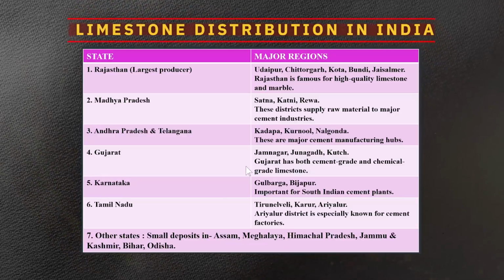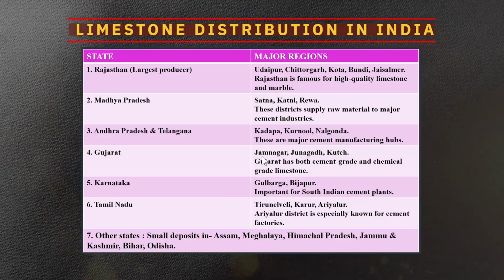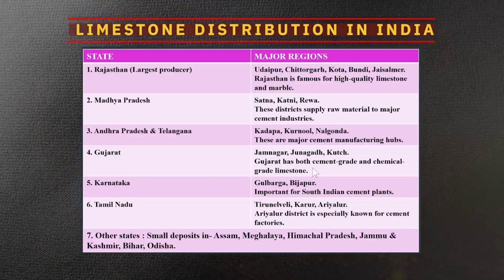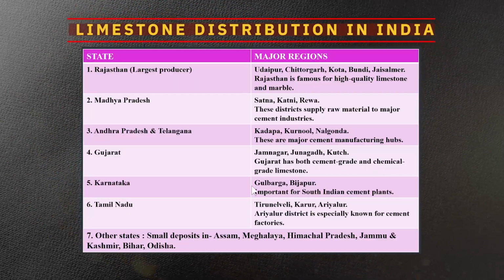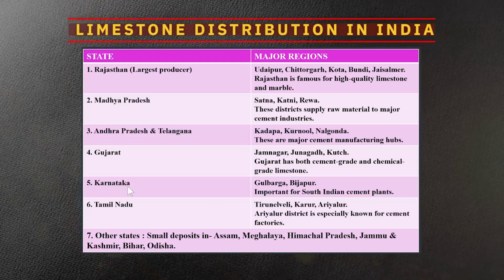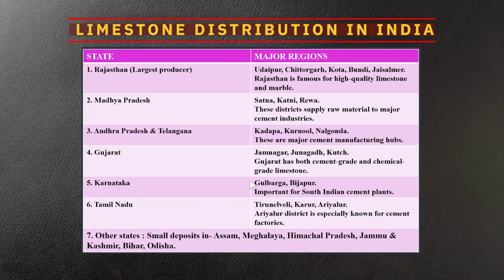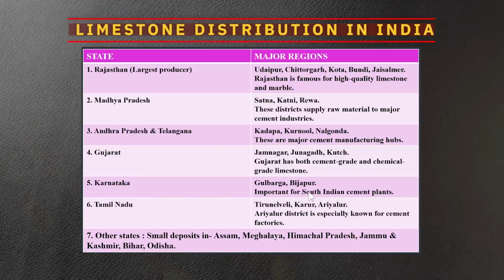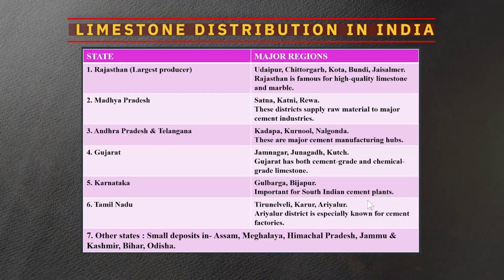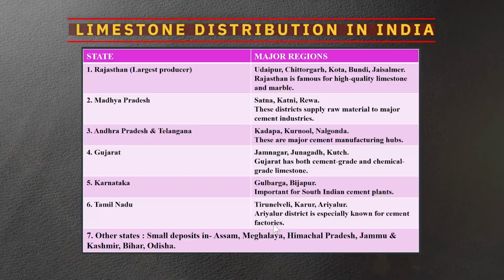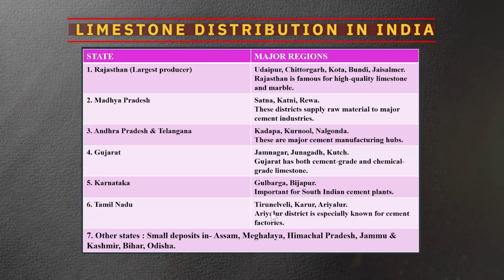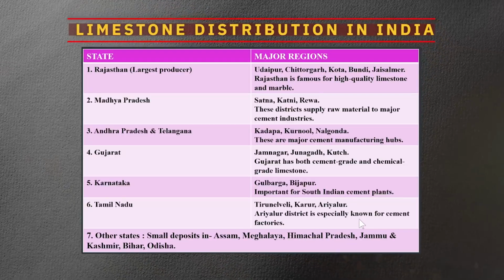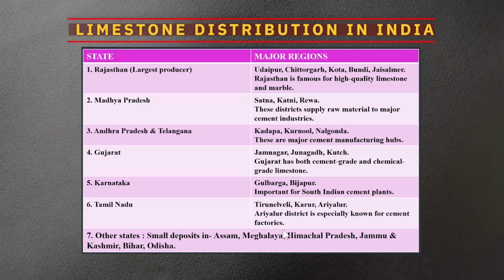In Gujarat, the major mining regions include Jamnagar, Junagadh, Kutch. Gujarat has both cement grade and chemical grade limestone. In Karnataka, major mining regions include Gulbarga, Bijapur, and it is very important for South Indian cement plants. Next, in Tamil Nadu, the major regions include Tirunelveli, Karur, Ariyalur. Ariyalur district is especially known for cement factories.